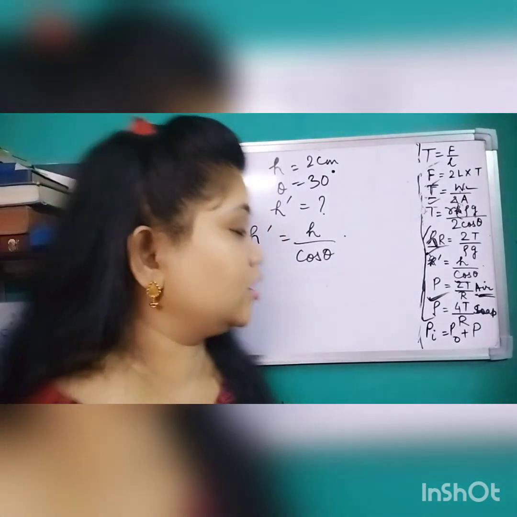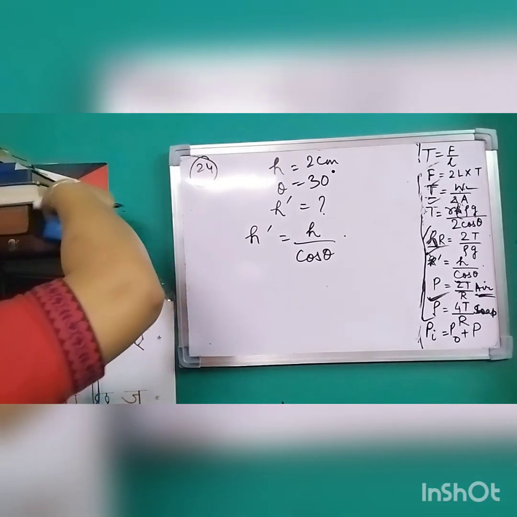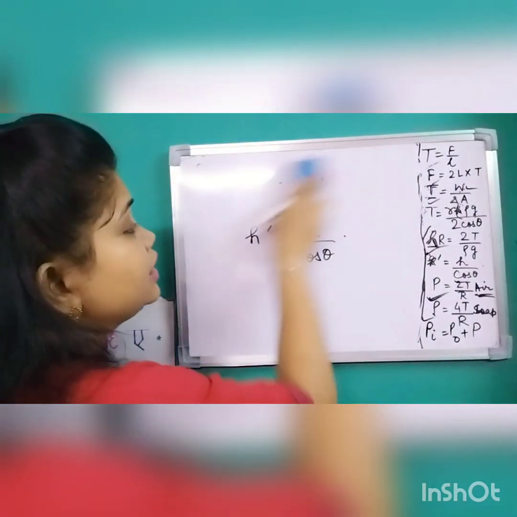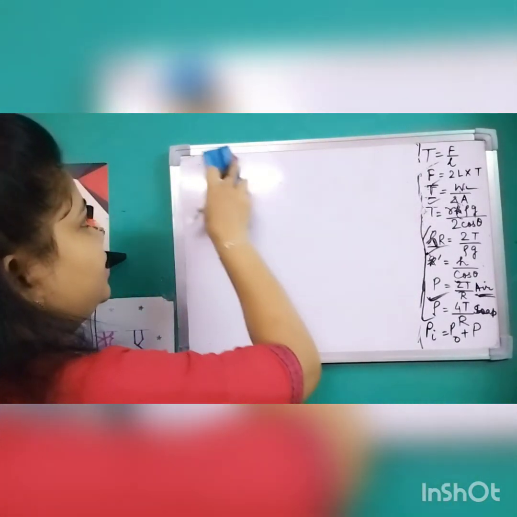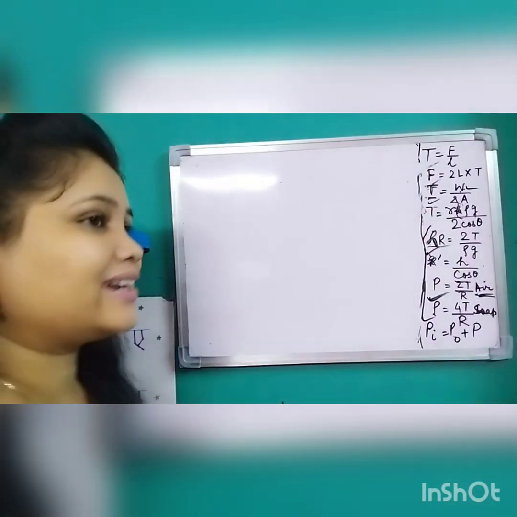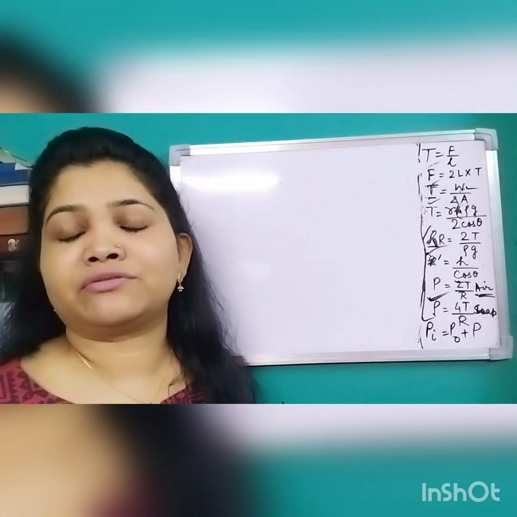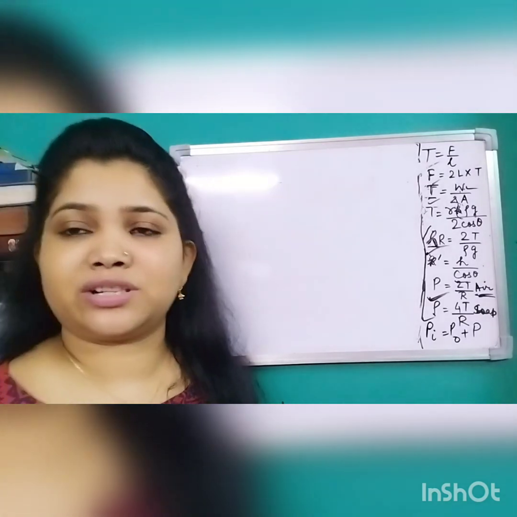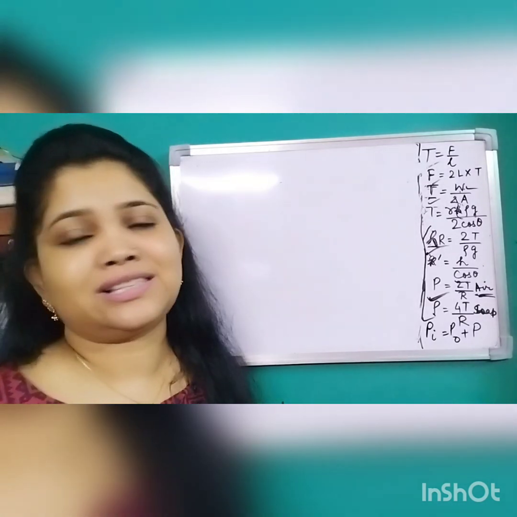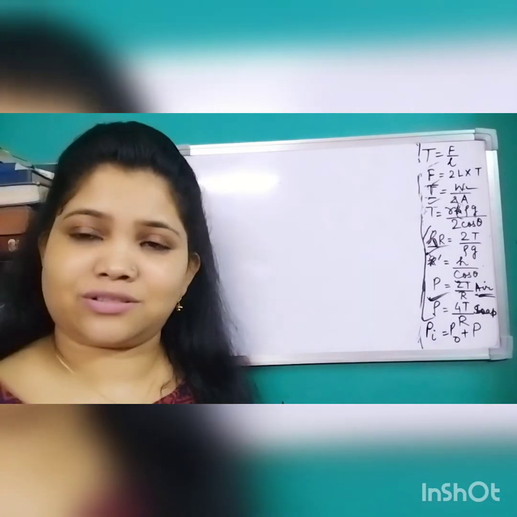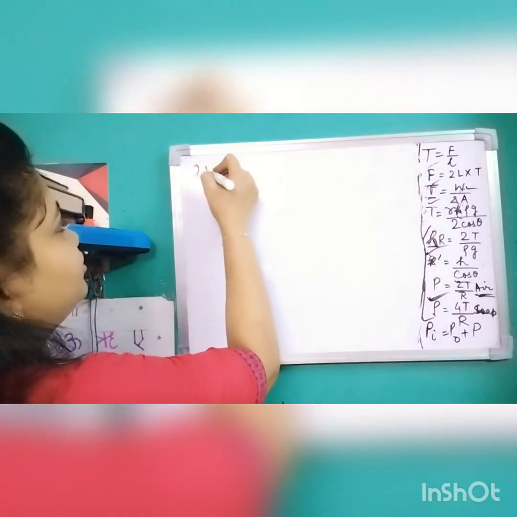Now coming to sum number 25. Before I start the sum, let me tell you sum number 26 is exactly the same as sum number 25. So please understand sum number 25 very well, and you can easily do sum number 26. Sum number 25 is also very easy, based on capillary action. So let's do sum number 25.